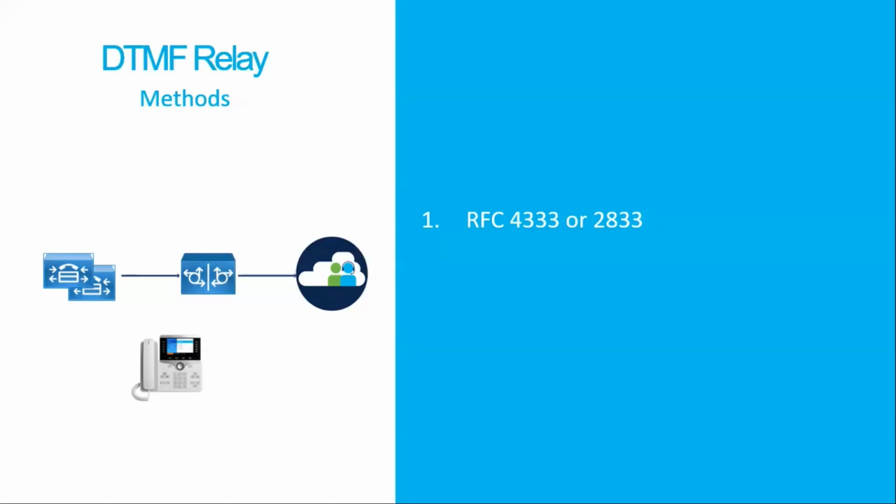The first one to talk about is RFC 4333, or in the Cisco world, it's called 2833. If you check it in the call manager configurations, you'll find it as 2833. The second type of DTMF relay method is SIP NOTIFY. The third is the Keypad Markup Language, the SIP KPML.